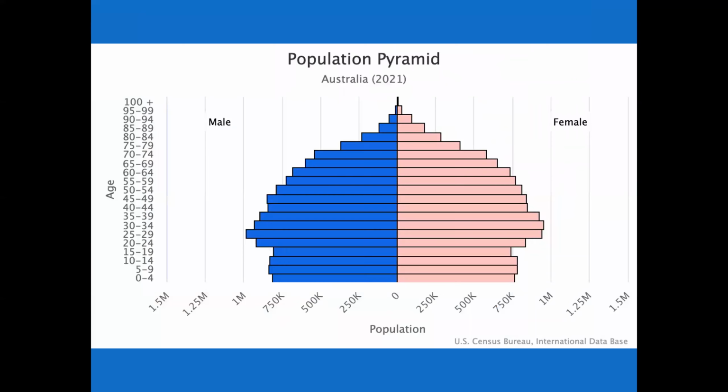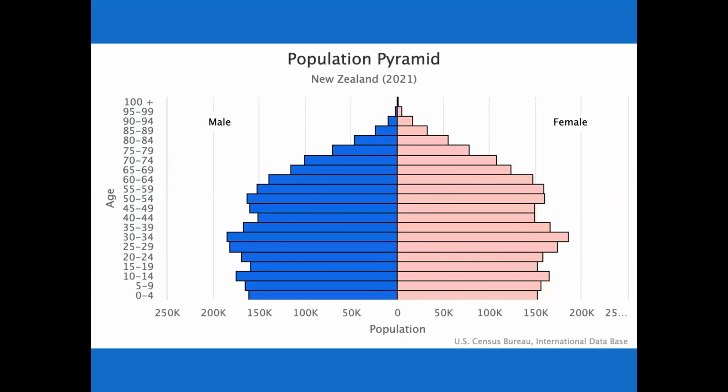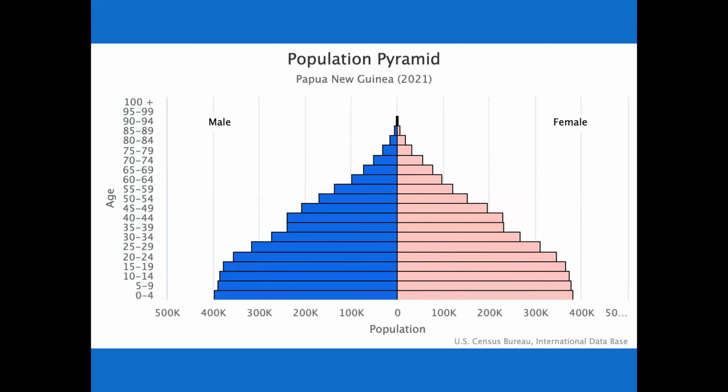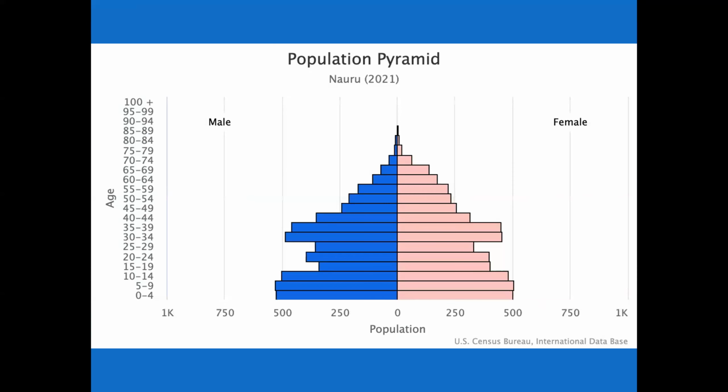Here's Australia, stable population, stage 4. New Zealand, same. And then you get to Papua New Guinea, and they have a more classic stage, late 2 to 3. So they're still growing. Nauru.